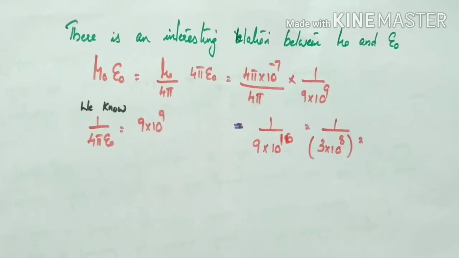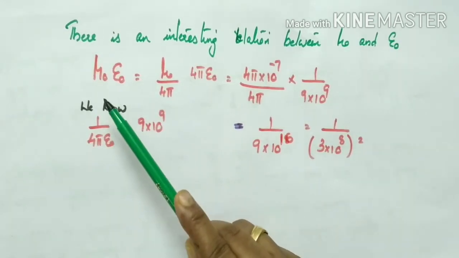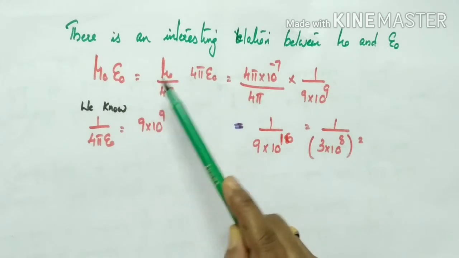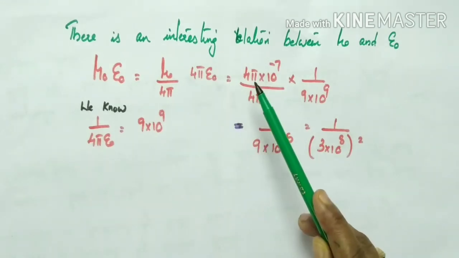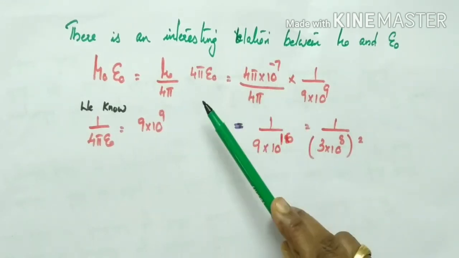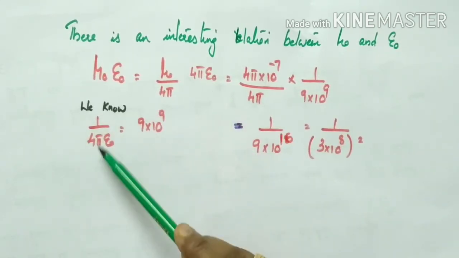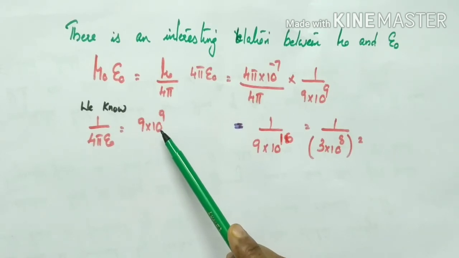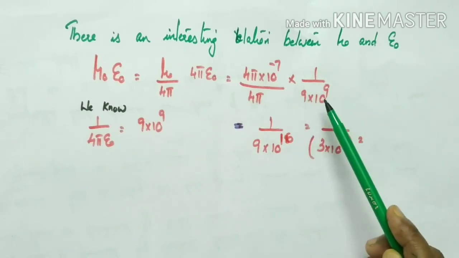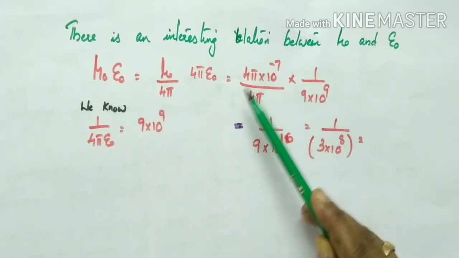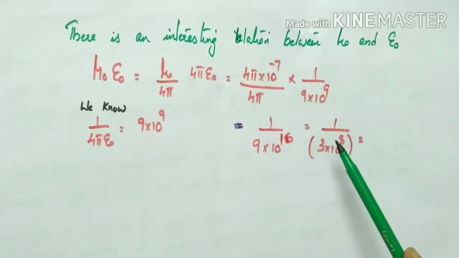We know mu 0 is permeability of free space and epsilon 0 is permittivity of free space. Okay, if you take mu 0 epsilon 0, it can be written as mu 0 by 4 pi into 4 pi epsilon 0. What is the value of mu 0 by 4 pi? It is 10 raised to minus 7, that is mu 0 divided by 4 pi, into 4 pi epsilon 0. We know 1 by 4 pi epsilon 0 is 9 into 10 raised to 9. That already we have discussed in the first chapter. So, 4 pi epsilon 0 can be written as 1 by 9 into 10 raised to 9. Cancelling 4 pi and 4 pi, we get 1 by 9 into 10 raised to 16, and it can be written as 1 by 3 into 10 raised to 8, the whole square.